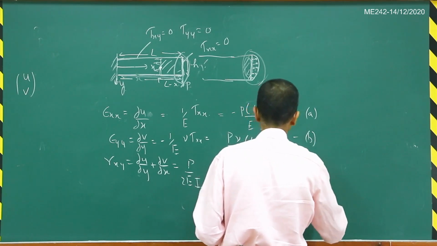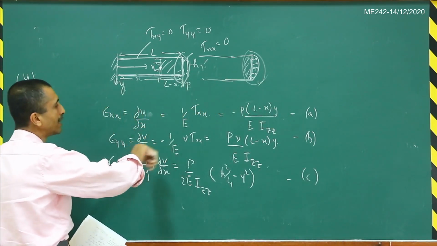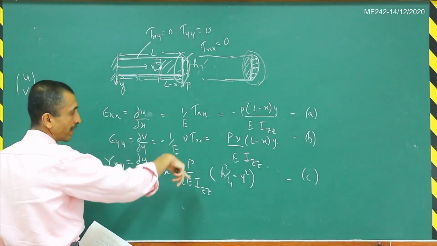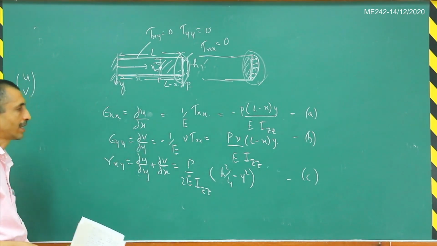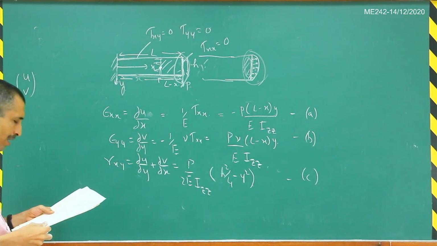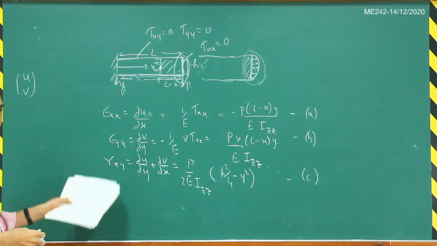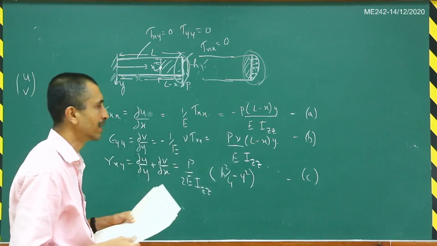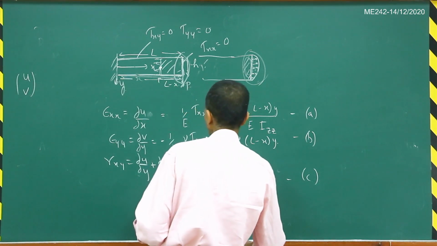So basically what I have to do now is integrate these three relations in order to find u and v. As I said, since we have already ensured compatibility, we know that such a displacement field exists. So in this particular case, we are able to actually integrate these relations in order to find what u and v are.